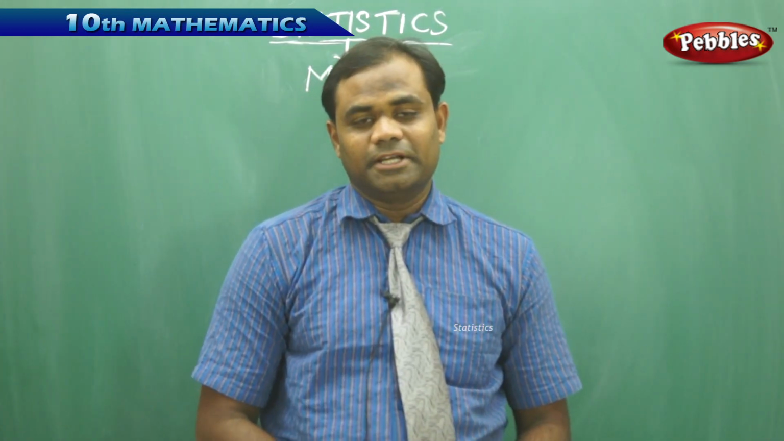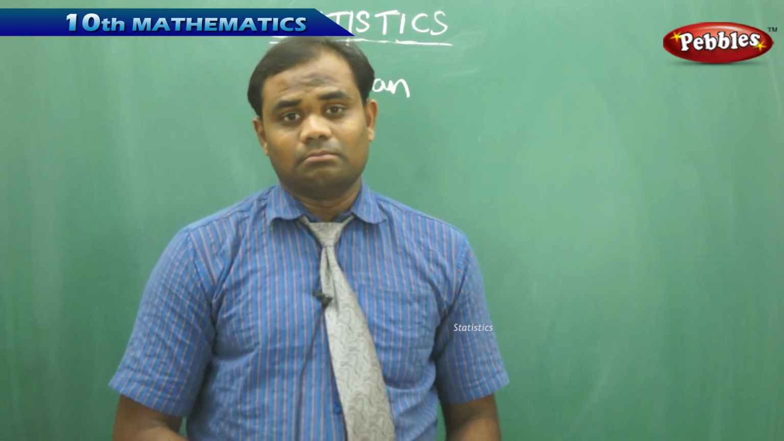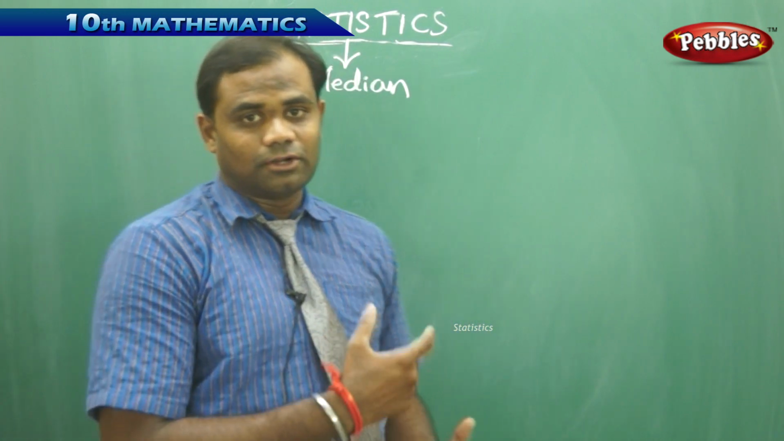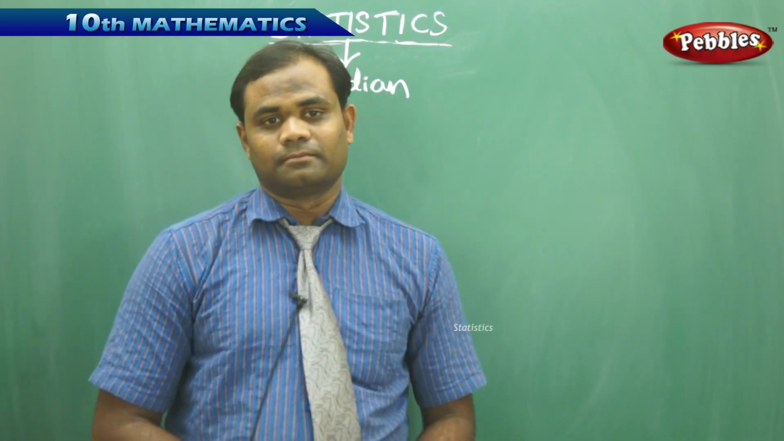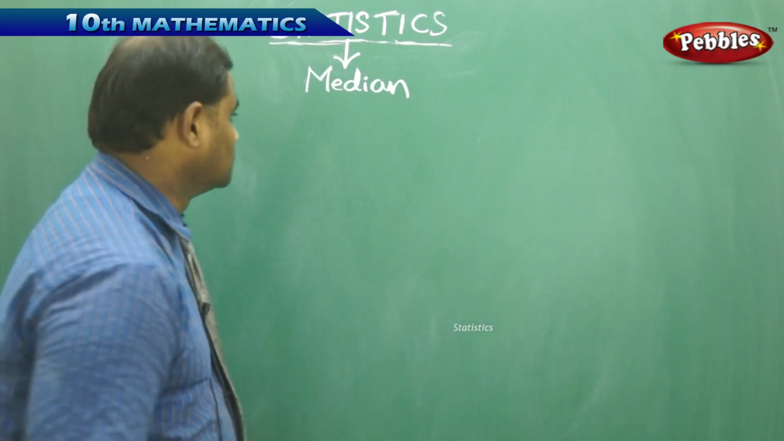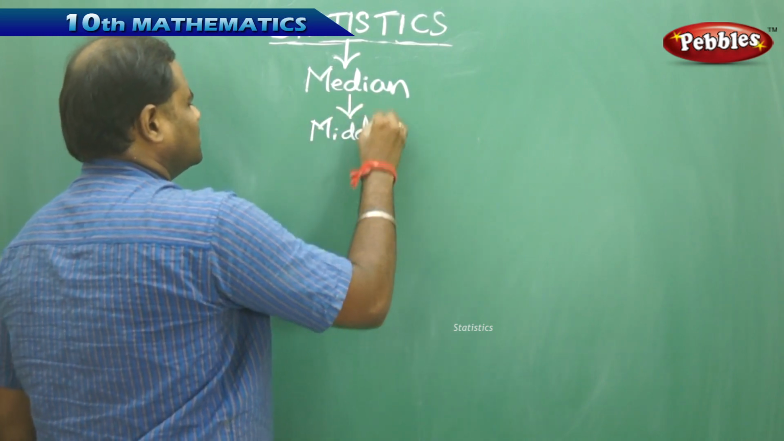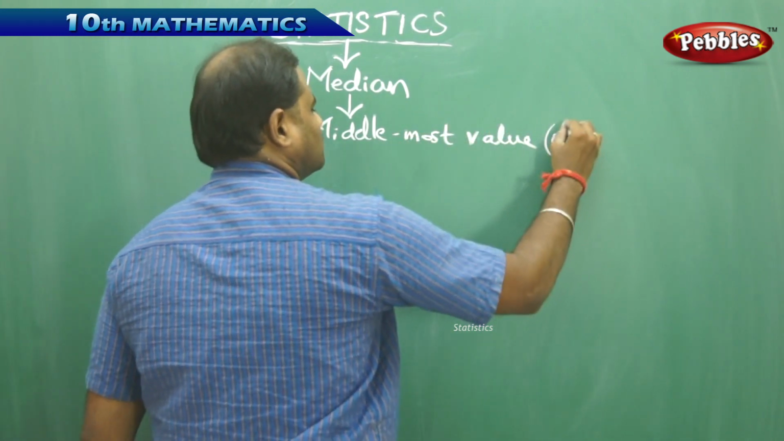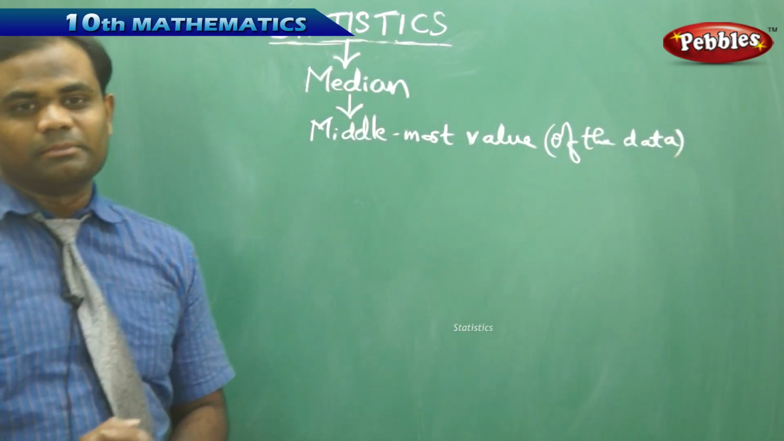Next, the third measure of central tendency is median. Mean, mode and median. So what is median? One of the measures of central tendency which I have identified here is median. Median is generally referred to as the middlemost value. When I understand median, I understand it as the middlemost value of the data or of the observations.